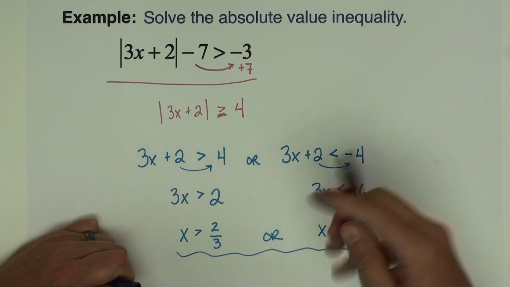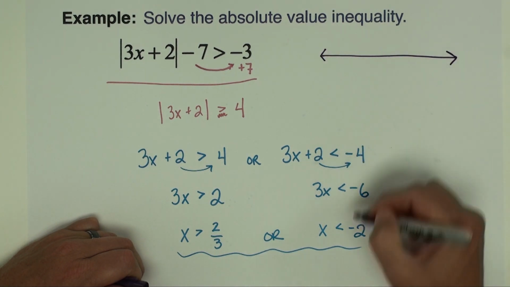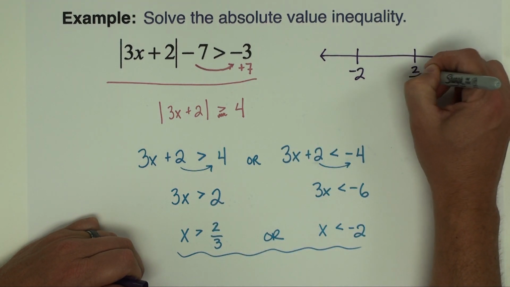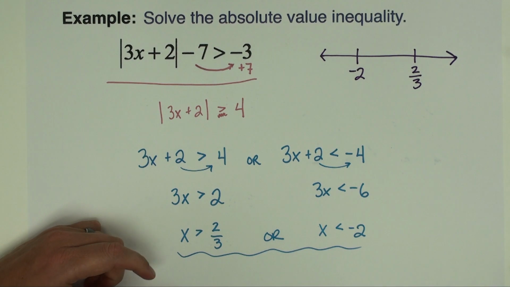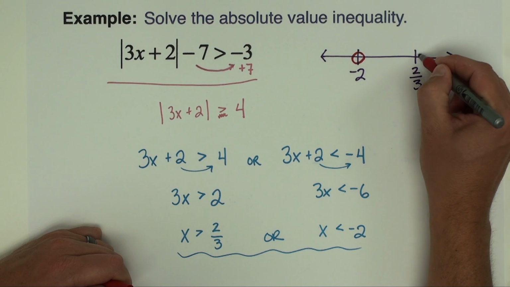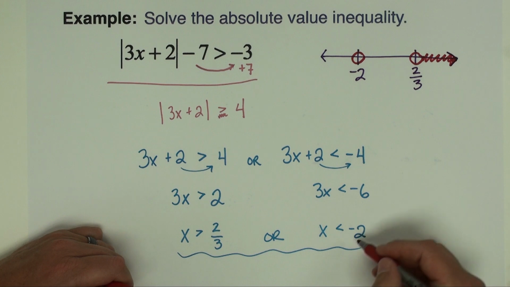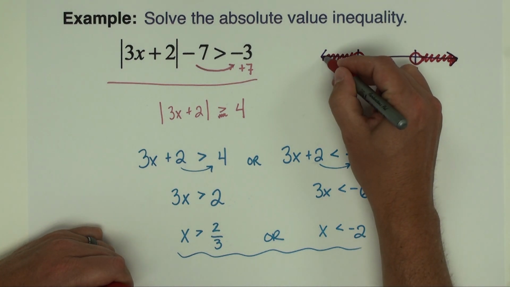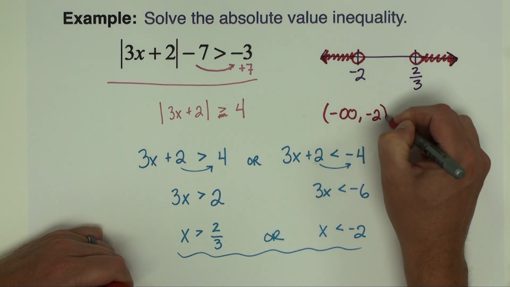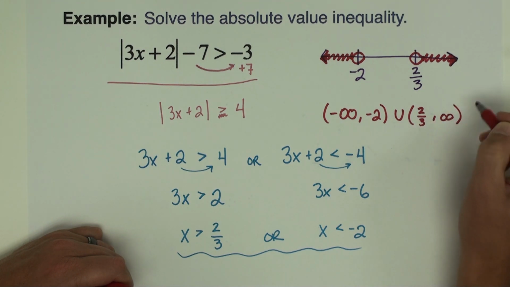So we need, on our number line, negative 2 is the smaller number, 2/3 is the greater number, so it's going to go to the right. And then I want open circles because there's no equal to, so open at both numbers. Greater than 2/3 is to the right of 2/3, and less than negative 2 is to the left. So our solution is negative infinity to negative 2, or 2/3 to infinity.